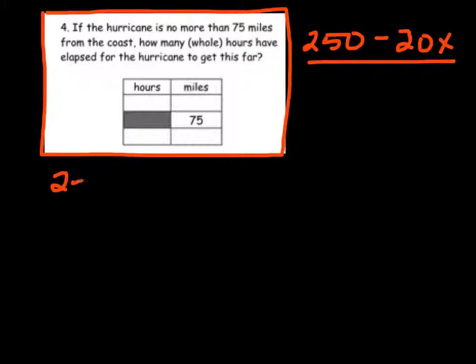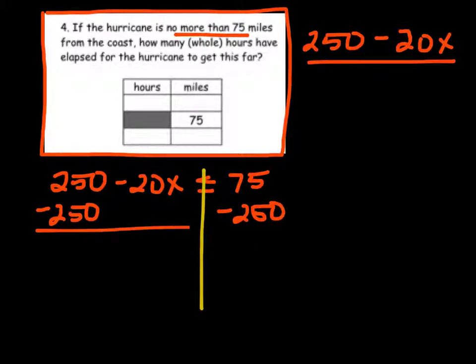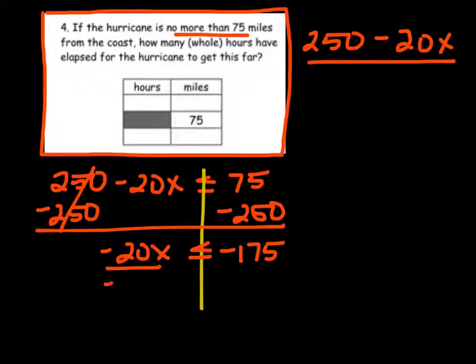So we're going to say 250 miles minus a rate of 20 miles per hour has to be no more than. So no more than means less than or equal to 75. So to solve this one, I solve just like I do any other equation. I'm going to start by subtracting 250 from both sides to cancel that out. That's going to leave me with negative 20x is less than or equal to negative 175. And then I would divide both sides by negative 20. So this would give me x must be greater than or equal to 8.75.